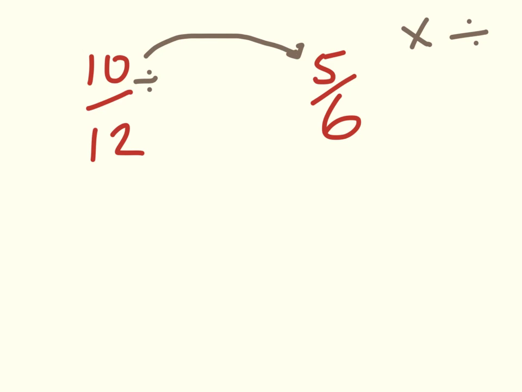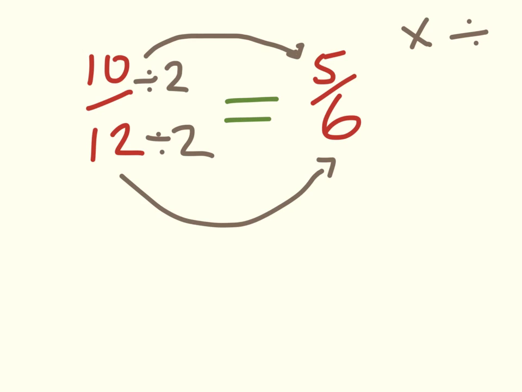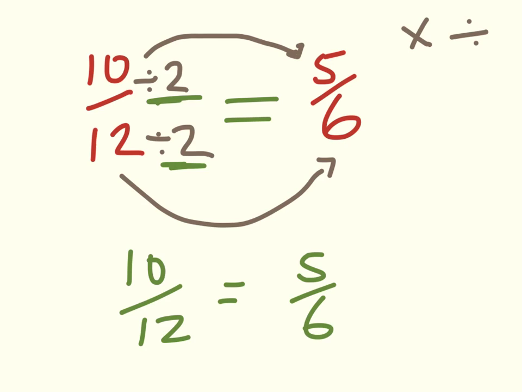What did we divide by? 10 divided by what gives us 5? The answer is 2. And how did we get from 12 to 6? We divided by 2. So that means these are equivalent fractions because we divided both our numerator and our denominator by 2, the same number, so we have equivalent fractions. 10/12 is equal to 5/6.